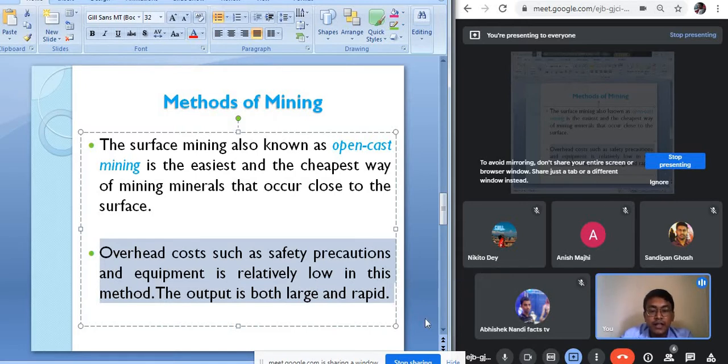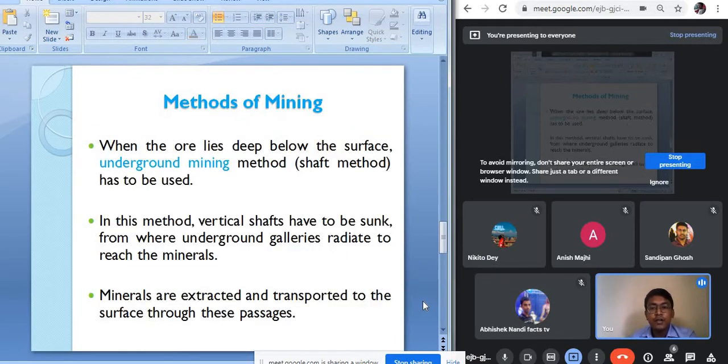In case of open cast mining or surface mining, the money which is required for the safety of the workers and for purchasing equipment is very less, because the risk is very less in this kind of mining. But in underground mining, the workers have to go very deep inside the earth's crust, and they have to extract the minerals.